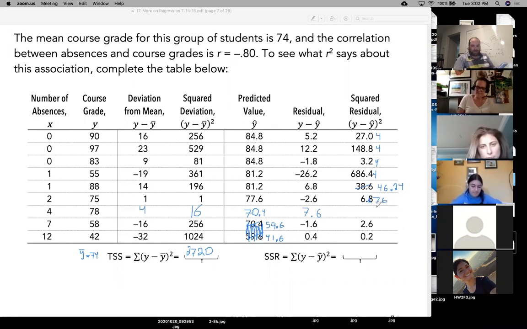7.6 squared times is... 7.6, 58. Sorry? 7.7, I mean 5.8, no, 7.6 squared equals 57.76. This is 0.16.